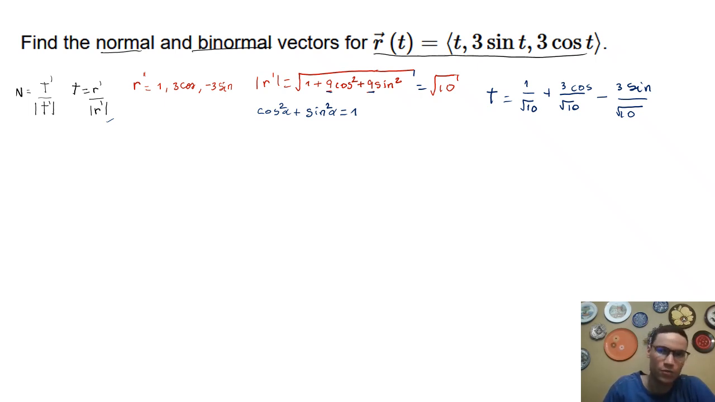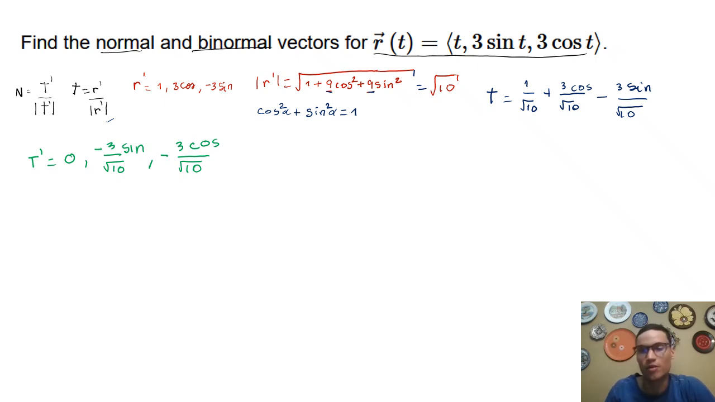So to find the normal vector, we need to derive the tangent vector. So let's do this. The first derivative of our tangent vector will be equal to 0. Then we will have minus 3 divided by the square root of 10 times sine. And here we will have minus 3 cosine divided by the square root of 10. Okay, this is our first derivative of the tangent vector. So we need then the modulo of the first derivative of the tangent vector.